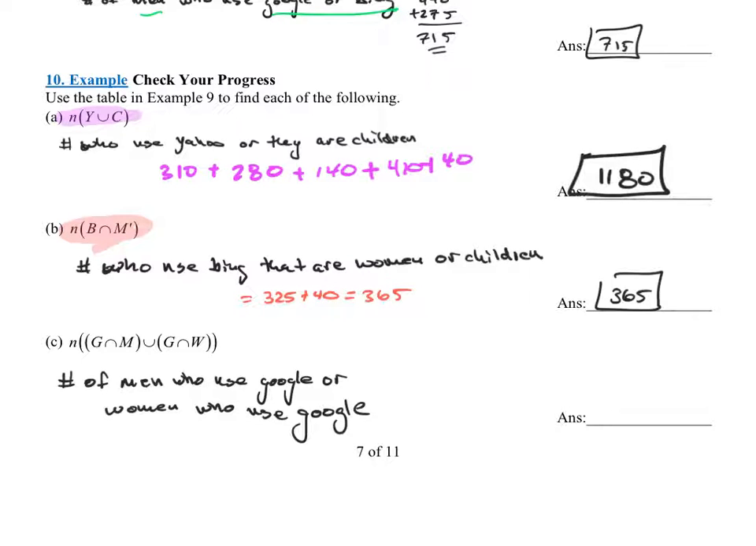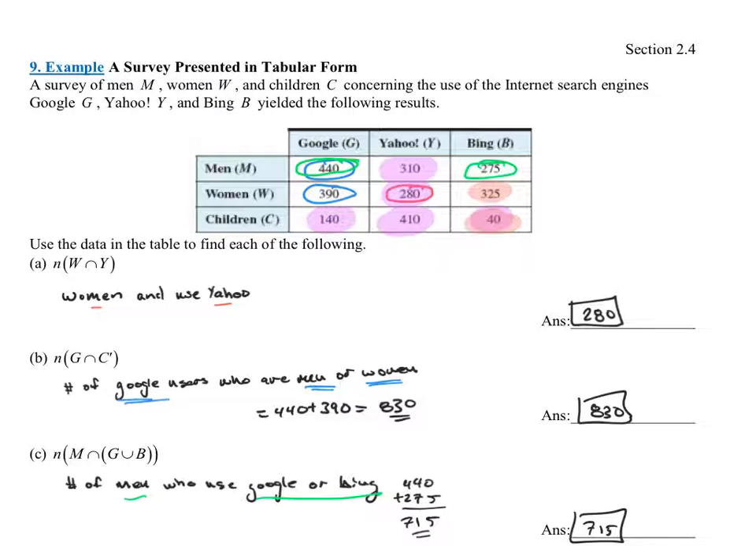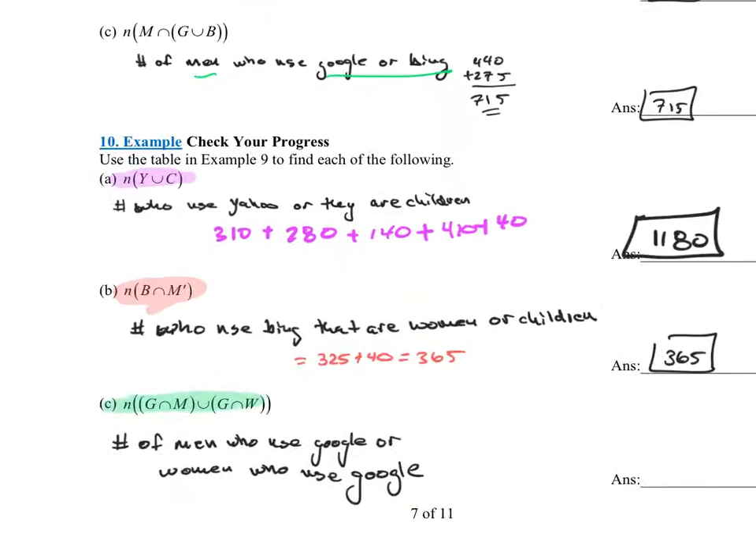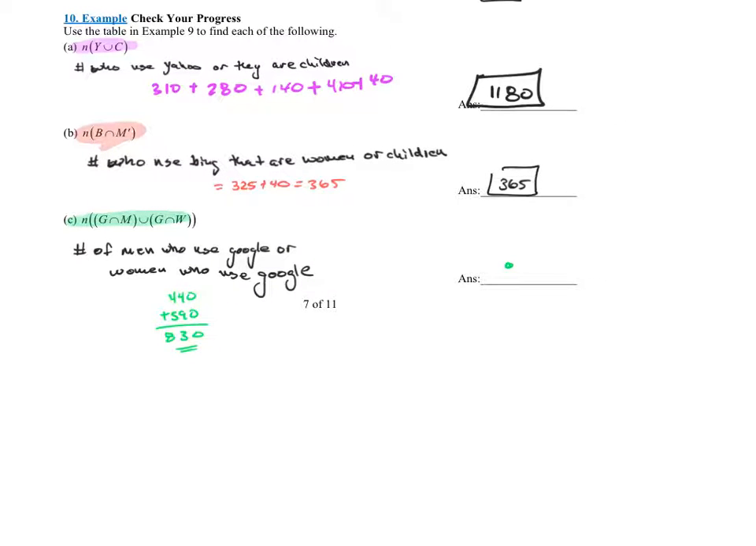Okay, let me get another color out here. I'll do highlighter. Which ones am I talking about for that? Men who use Google and women who use Google. So I'm going to come up here. Looks like we've already done that one in all honesty. Here's the men who use Google is 440. The women who use Google is 390. So I should be doing 440 plus 390. Let's go for that. When I do that, I'm getting a total of 830. Please double check my math on that one, but that's what I'm getting, is 830 people.